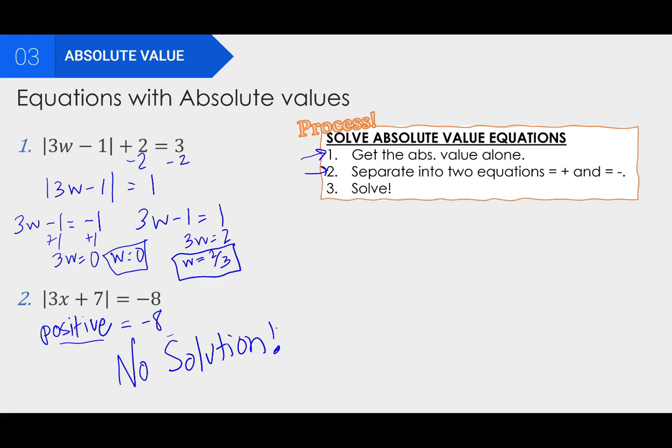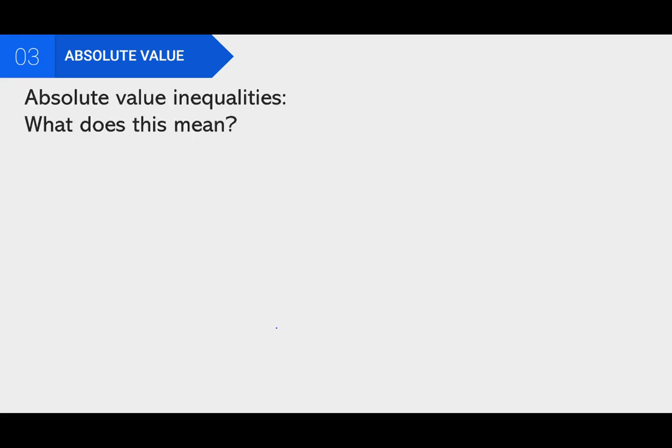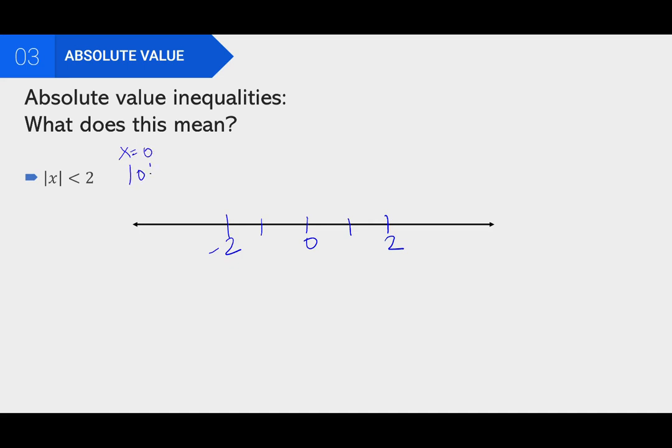What if instead of an equal sign it was an inequality? Let's talk about that. So we're just looking at a simple one. The absolute value of x is less than 2. Let's look at our number line again. Here's 0, +2 is 2 units away, -2 is also 2 units away. Let's try plugging in a value for x into this inequality. Let's say x equals 0. Absolute value of 0. That is a true statement, so it worked right there.